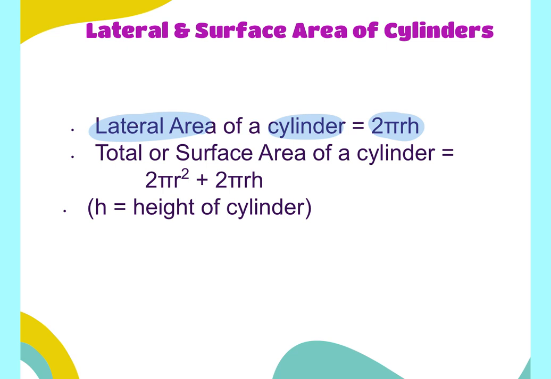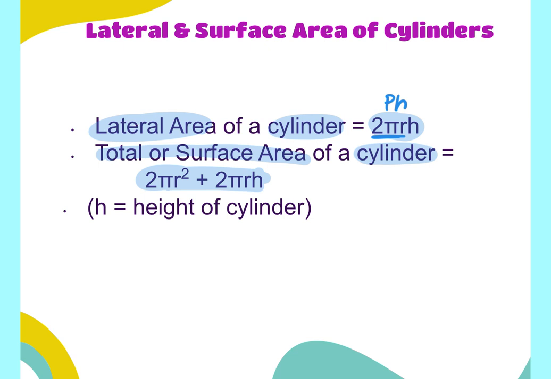If you think about it, it would be perimeter times the height, and the perimeter of a circle is circumference, right? And circumference is 2 pi r, so that's where this comes from. The total area or surface area of a cylinder would be 2b plus ph, where b is a circle. So it is 2 times pi r squared plus 2 pi rh.